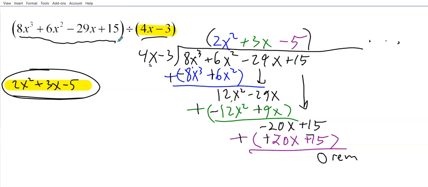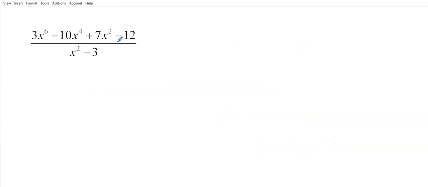So this is really the purpose of why we're learning long division of polynomials. Sneakily, we're going to use this to factor some polynomials. So we'll use this to factor some things that we might not have been able to factor before. So this is a really good problem. Let's try this one and see what happens.